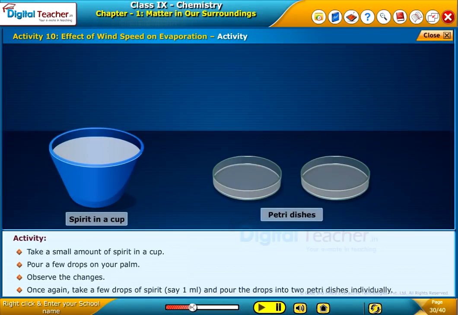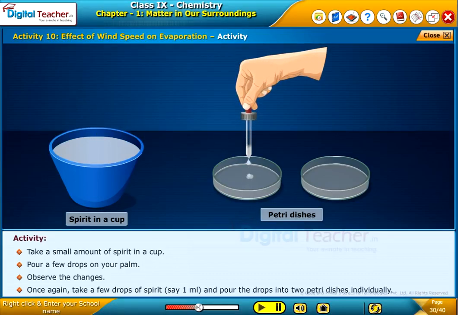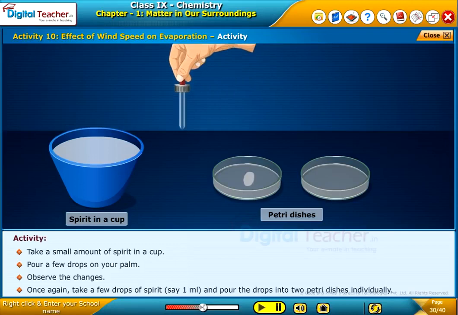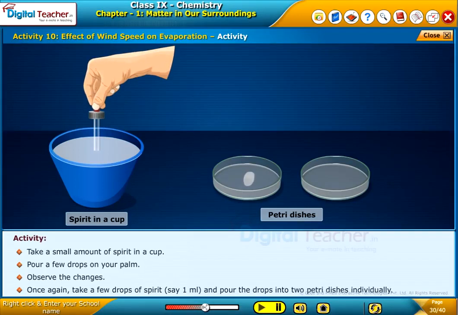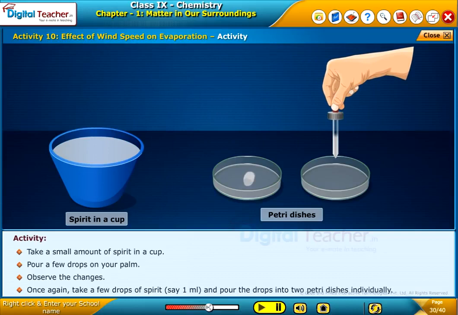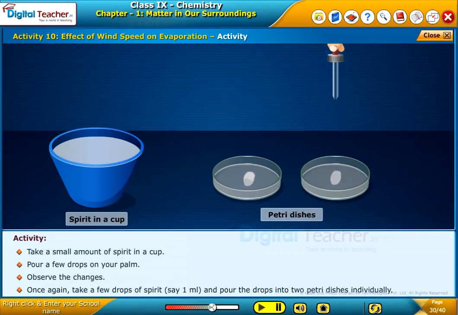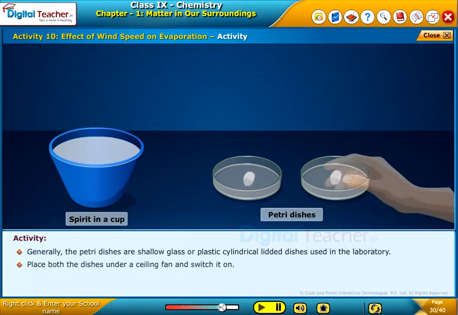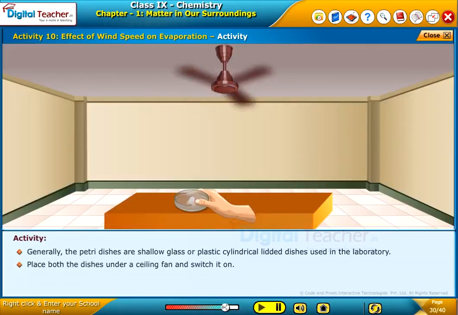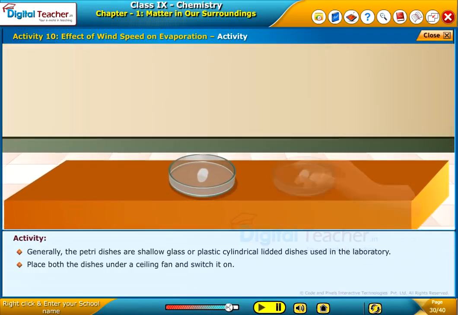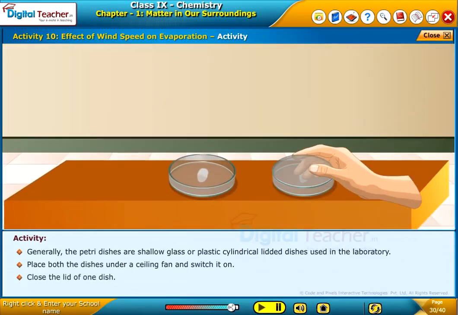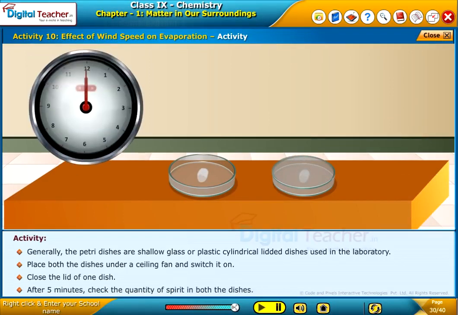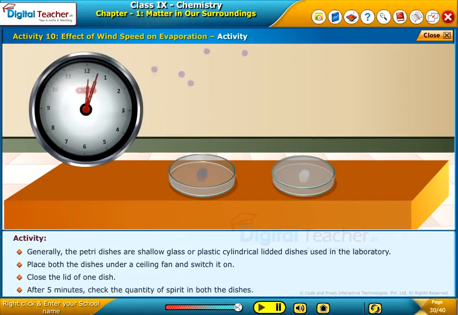Once again, take a few drops of spirit, say 1 ml, and pour the drops into 2 petri dishes individually. Generally, the petri dishes are shallow glass or plastic cylindrical lidded dishes used in the laboratory. Place both the dishes under a ceiling fan and switch it on. Close the lid of one dish. After 5 minutes, check the quantity of spirit in both the dishes.